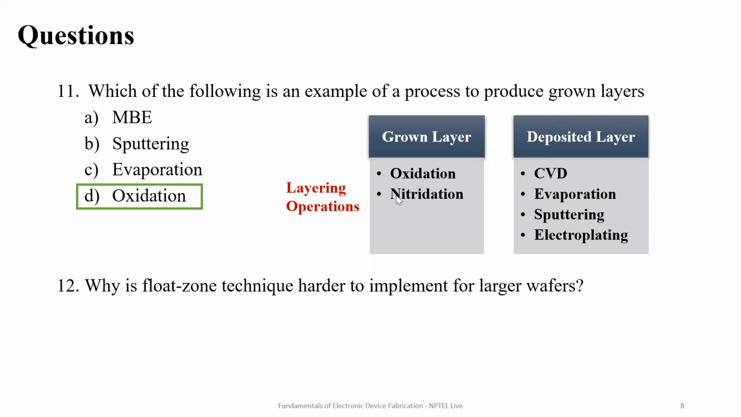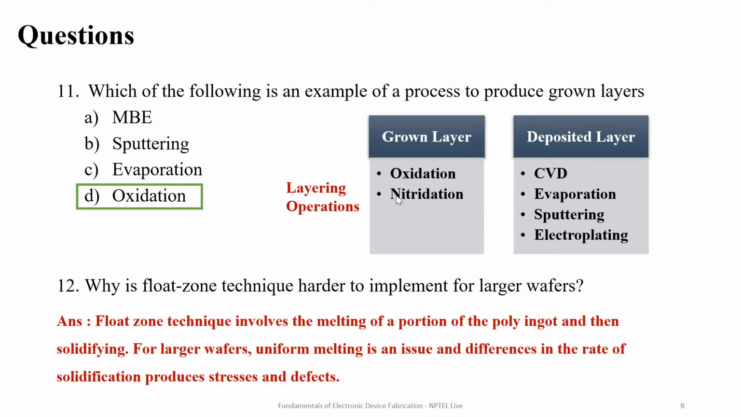Okay, I think none of you have heard of those. See, the float zone technique involves the melting of a portion of the poly ingot and then solidifying. For larger wafers, uniform melting won't be possible, and the difference in rate of solidification produces stresses and defects. That is the reason why the float zone technique cannot be used for larger wafers. So, is that clear for everyone?